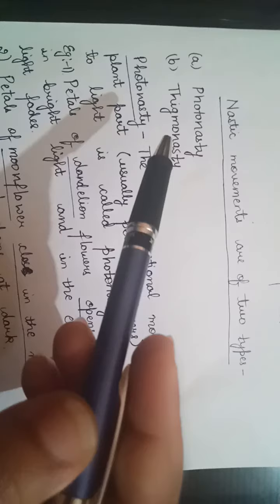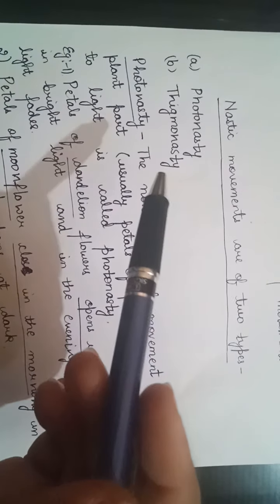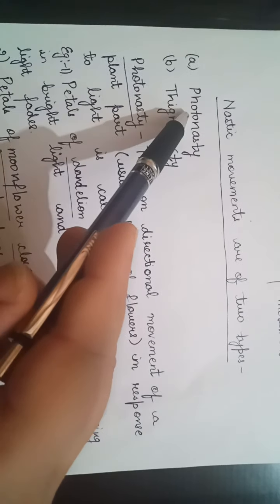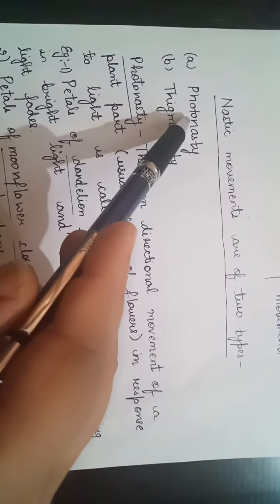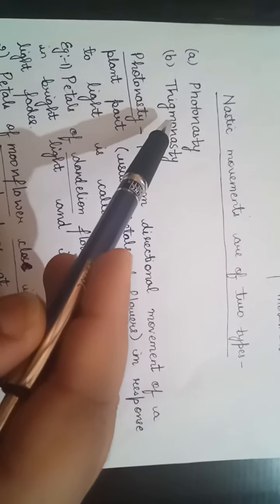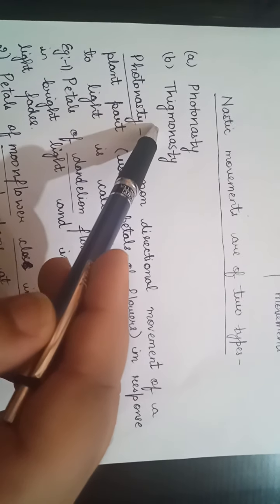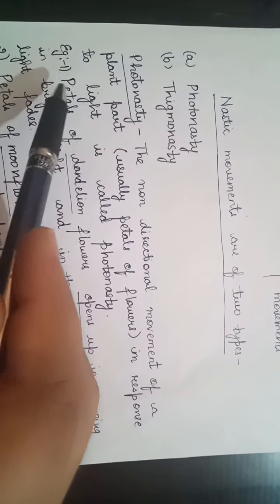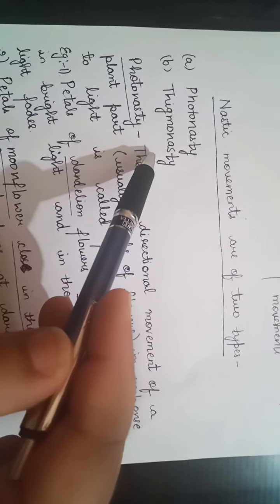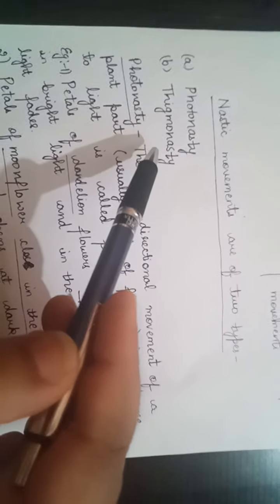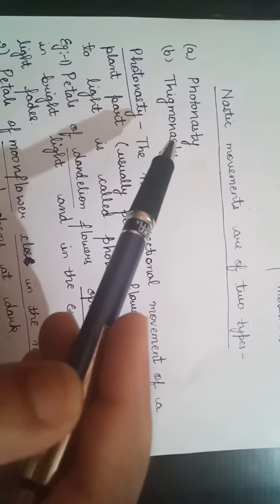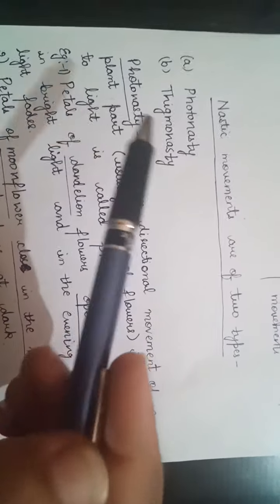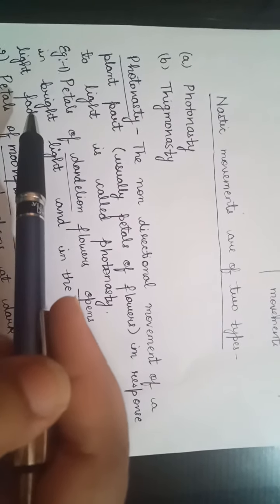So two types are there, that is photonasty and thigmonasty. From the name also you will come to know that in photonasty the stimulus is light, and in thigmonasty it is touch. Most of the students remain confused between thigmotropism and thigmonasty. Both are related to the touch stimulus, but they are different, because thigmonasty is not a growth movement, and thigmotropism is a growth movement.